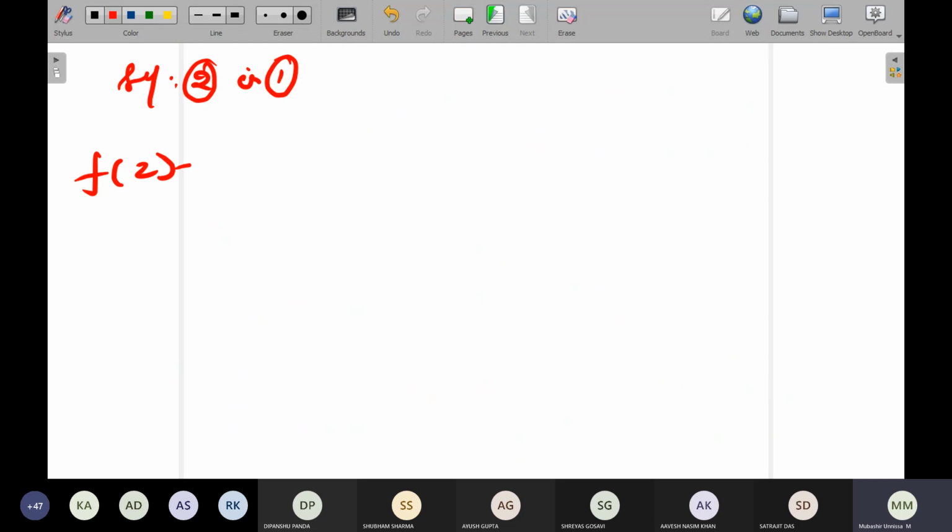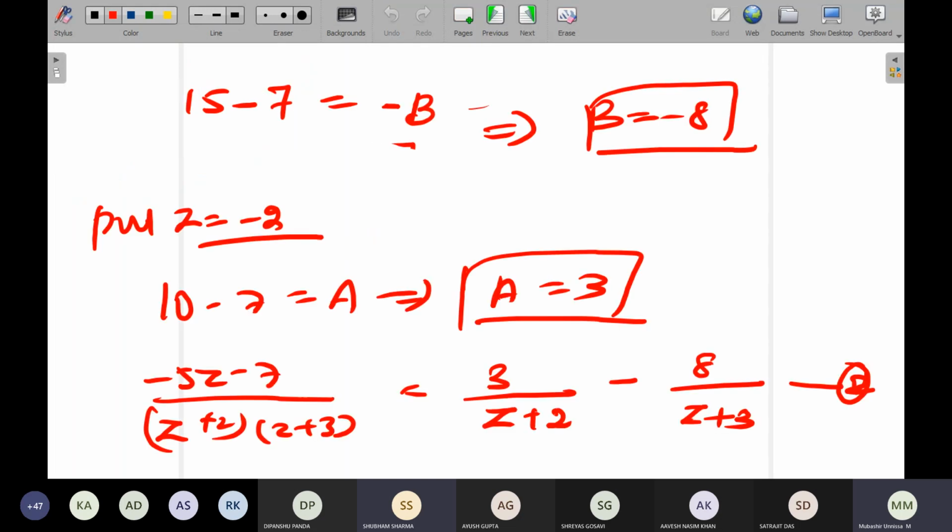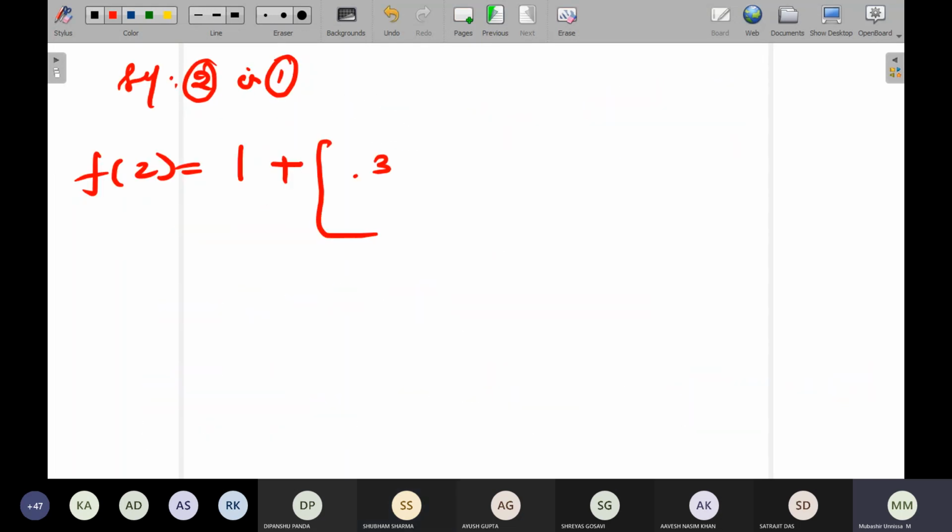What is your 1? Your 1 is only your f of z. How are you writing f of z? 1 plus 8 upon z plus 3, minus 8 upon z plus 3. So you get 3 by z plus 2 minus 8 by z plus 3. Is it clear? Does anyone still have any doubts here? Okay, now what is my aim?